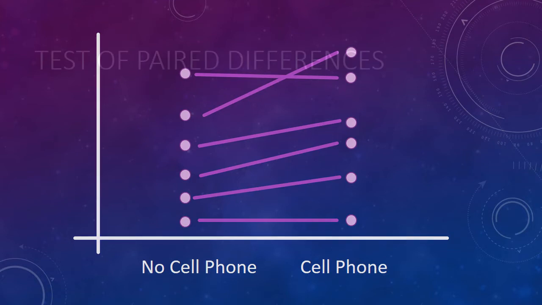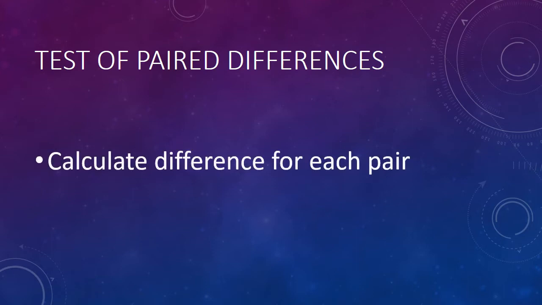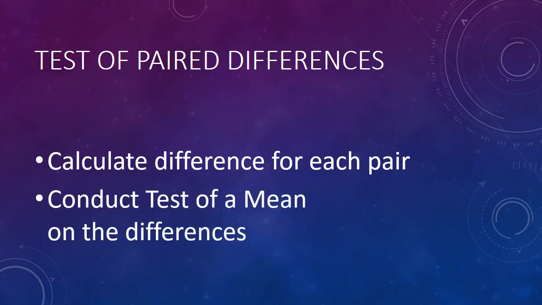Once you know how to conduct a test of a mean, conducting a test of paired differences is a piece of cake. You simply compute the difference in each pair, and then you conduct a test of a mean on the differences instead of the original data. Let's take a look at how this works for our cell phone example.